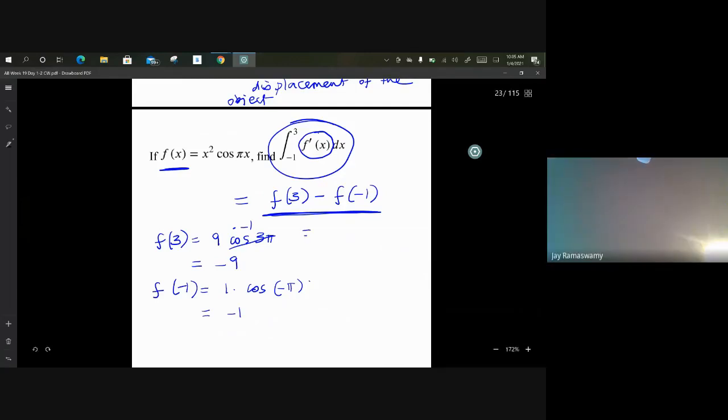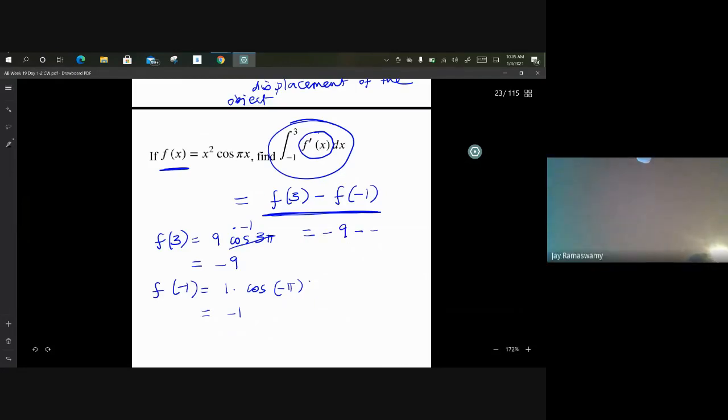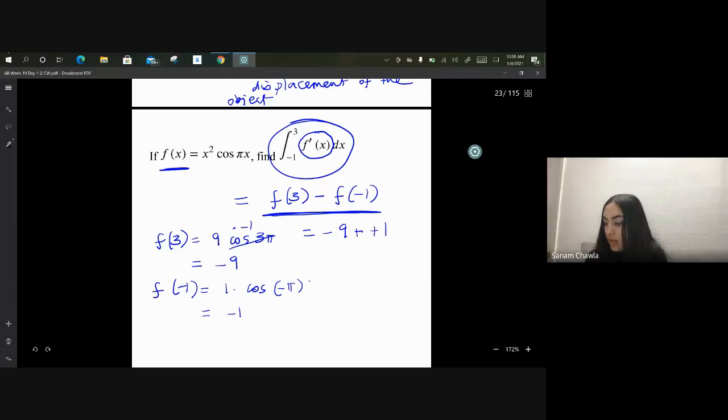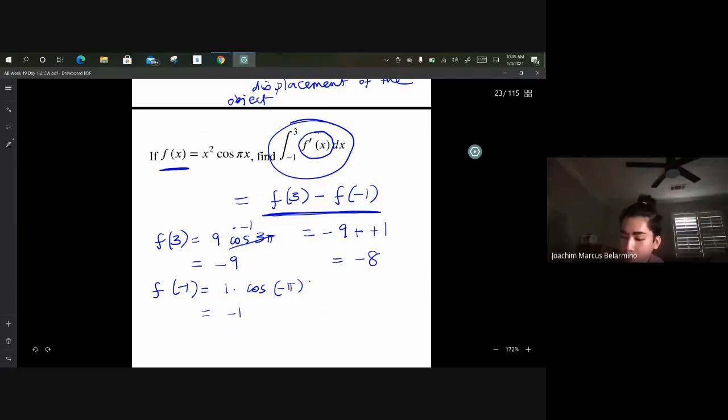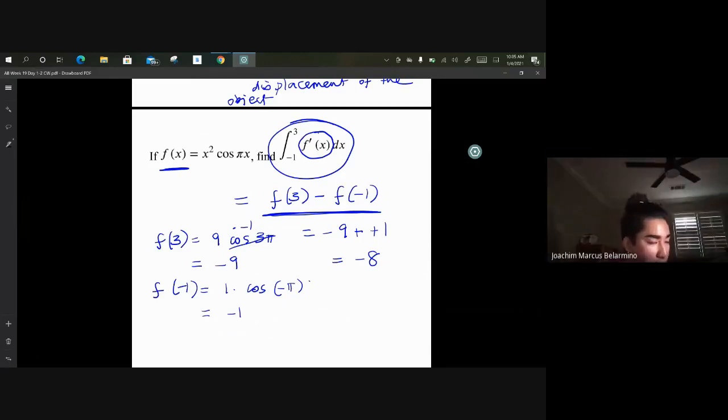And then final step, are we just plugging in? Is that -9 minus -1? Negative 9. Yes. Negative 8. Was that stupidly simple? Yes. Did everybody get it?